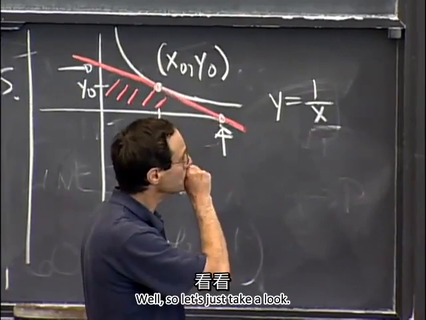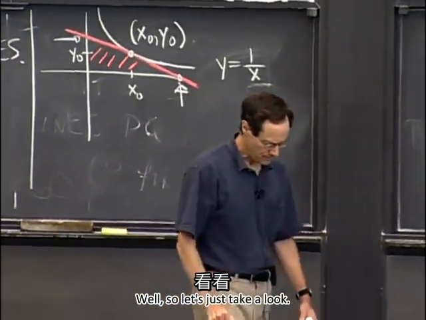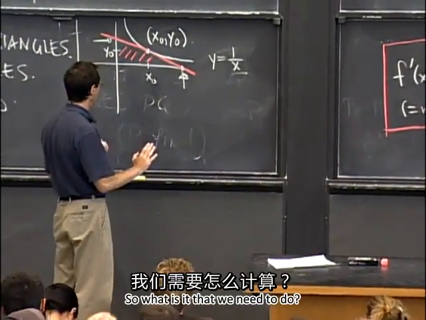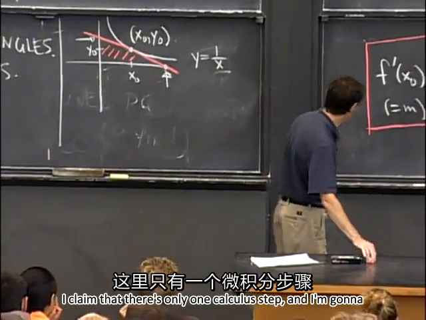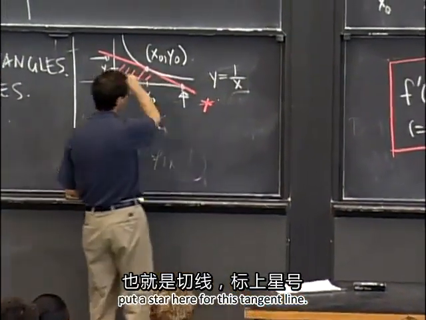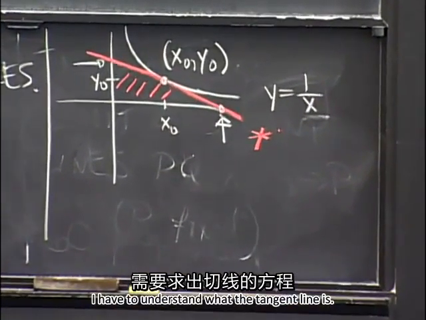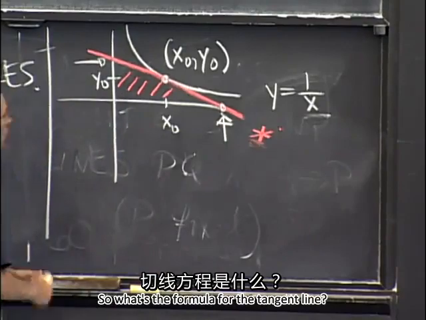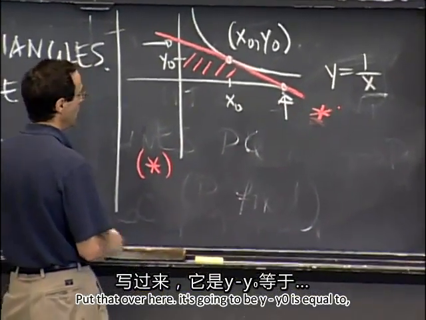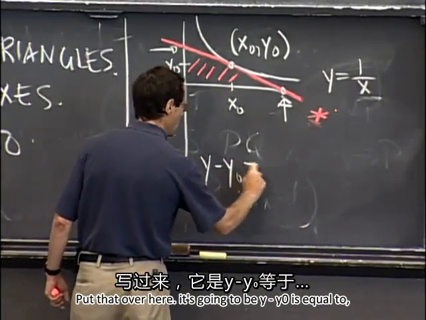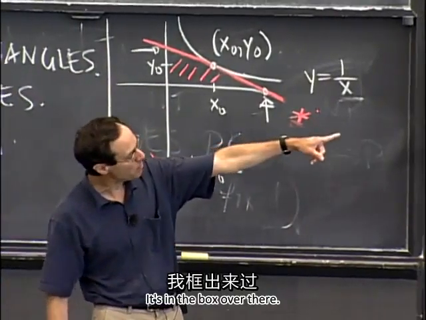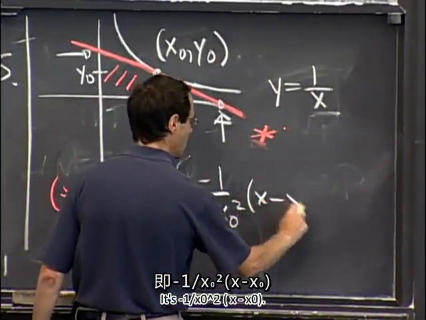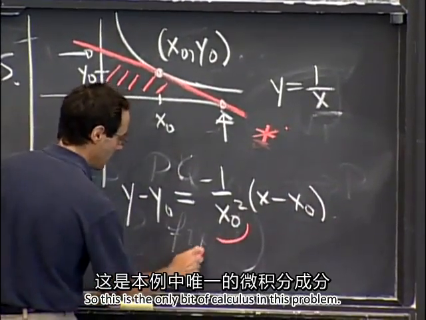Well, so let's just take a look. So what is it that we need to do? I claim that there's only one calculus step, and I'm going to put a star here for this tangent line. I have to understand what the tangent line is. And once I figured out what the tangent line is, the rest of the problem is no longer calculus. It's just that slope that we need. So what's the formula for the tangent line? Put that over here. It's going to be y minus y0 is equal to, and here's the magic number. We already calculated it. It's in the box over there. It's minus 1 over x0 squared, x minus x0.